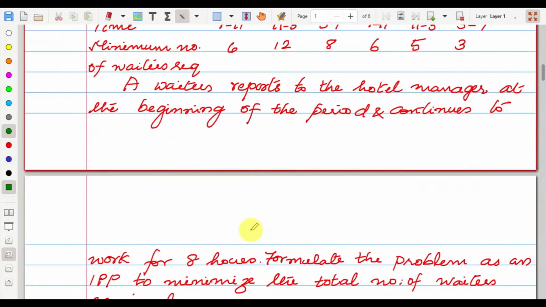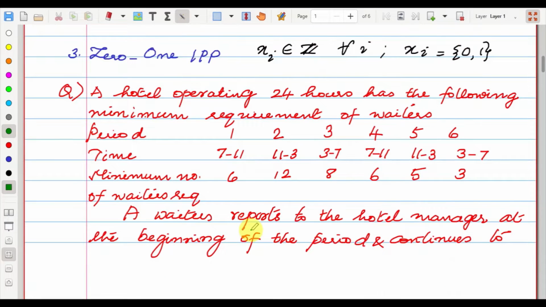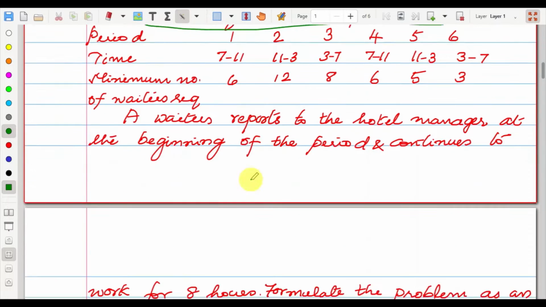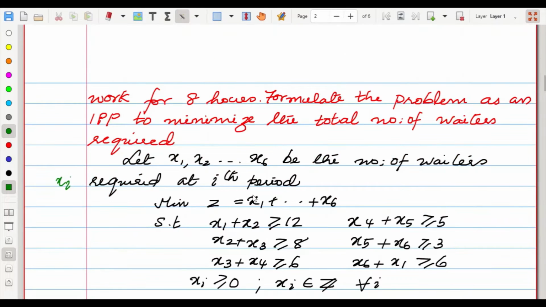So what will be our objective function? We need the minimum requirement of waiters. That is, we need the total number of waiters during that time. So our objective function will be x1 plus x2 plus etc. plus x6.